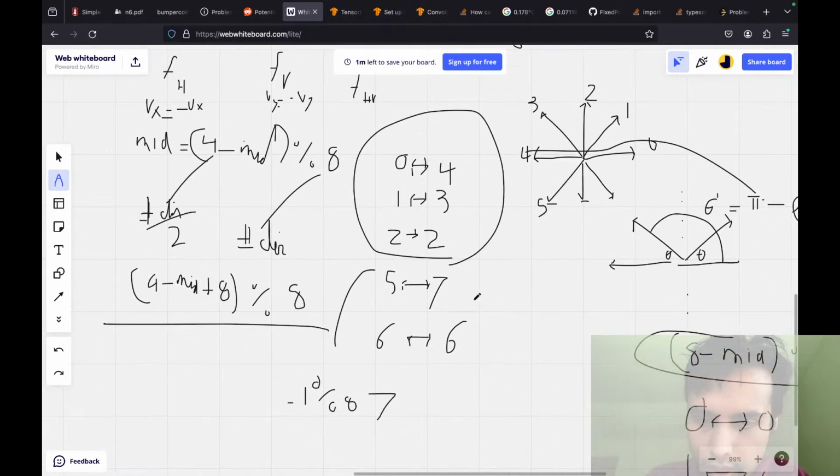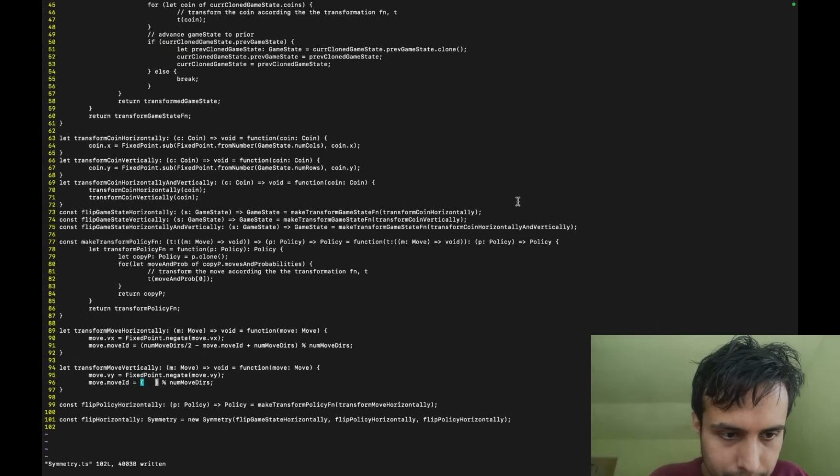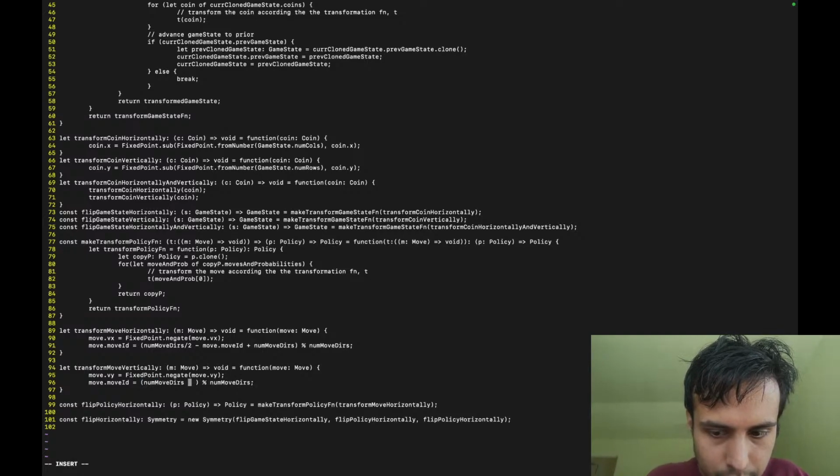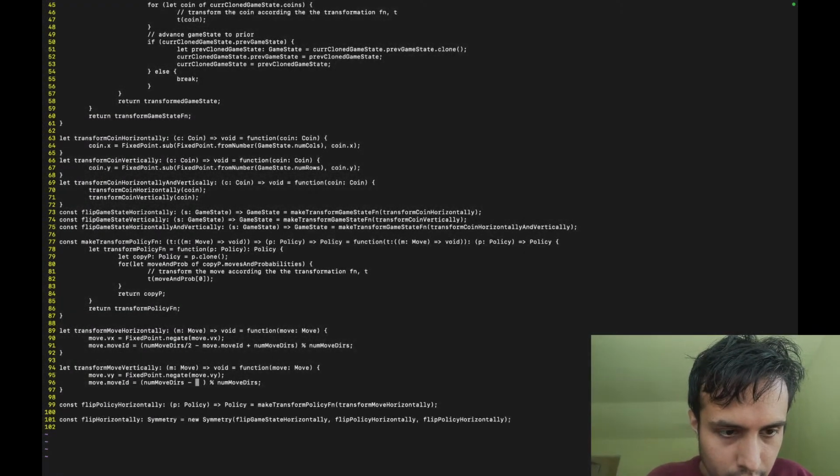So what is the function? 8 minus the move ID, the whole thing mod 8. And we don't have to do +8 again because this is the maximum you can get. So we're never gonna get a negative number to concern ourselves with. Minus the move.move ID.